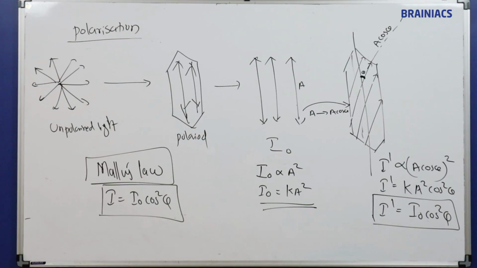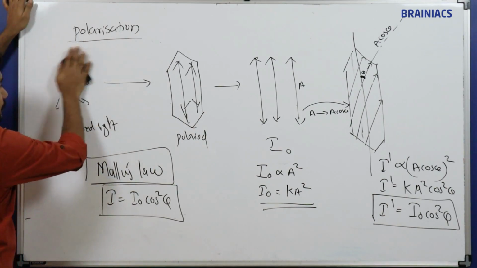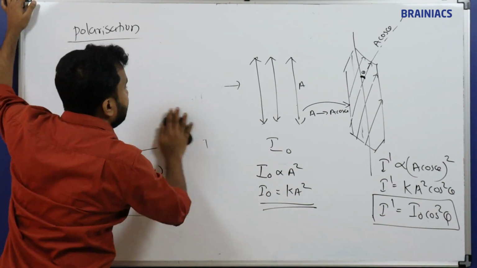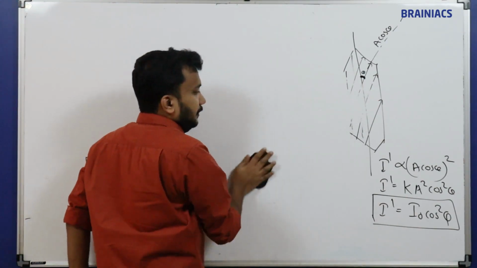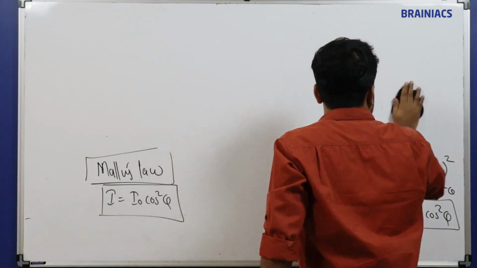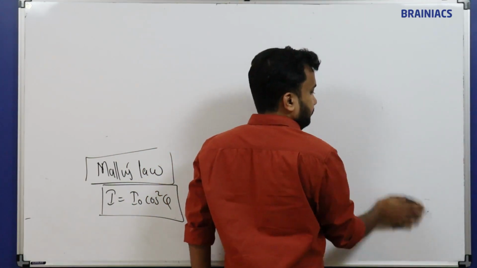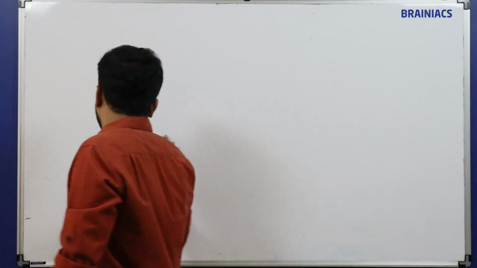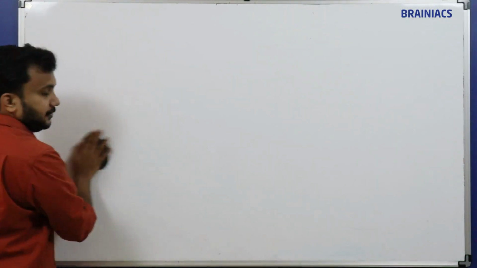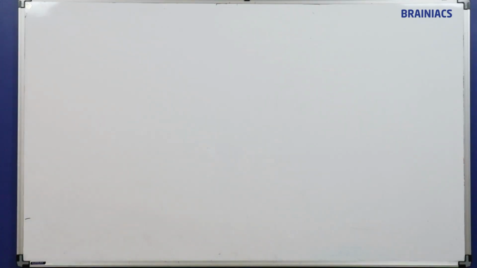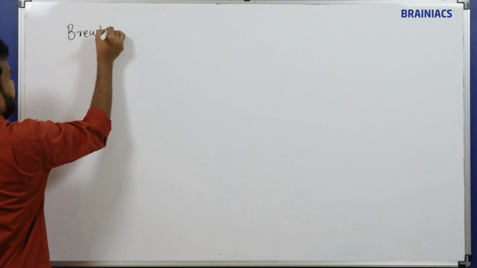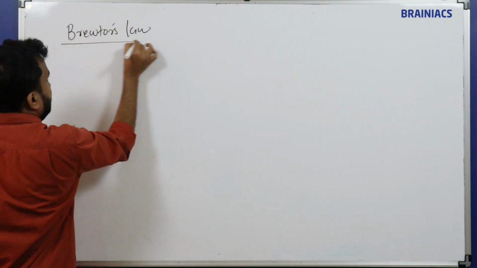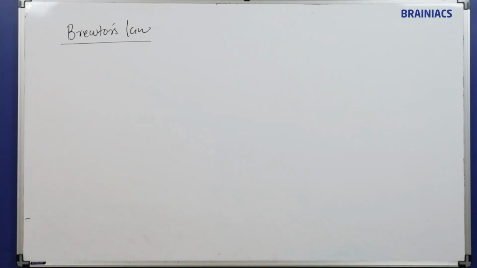Next one, Brewster's law. Next heading is called Brewster's law. Important on Malus law, we'll use it in different problems as well. Next concept is called Brewster's law, Brewster's theorem. We are going to see Brewster's theorem. Please write the heading called Brewster's law. What is Brewster's law?